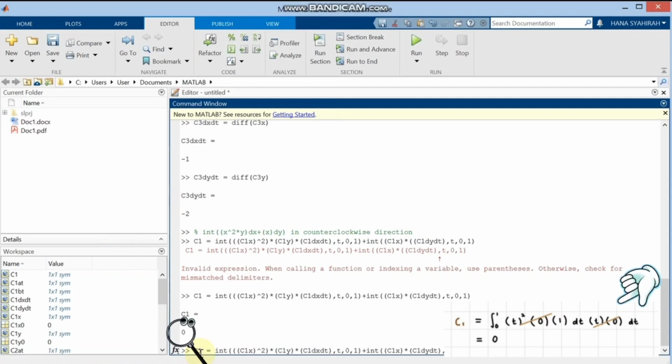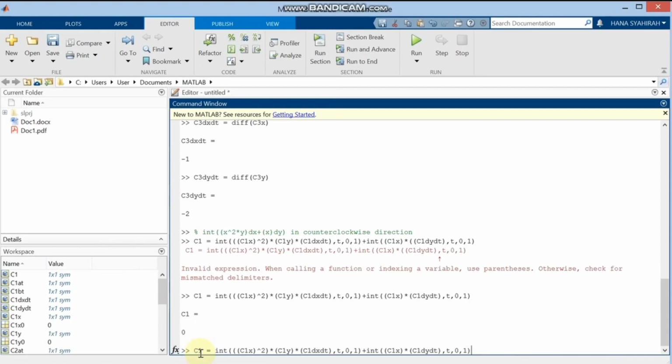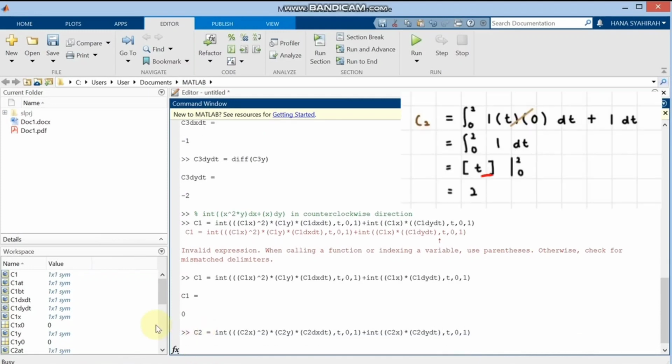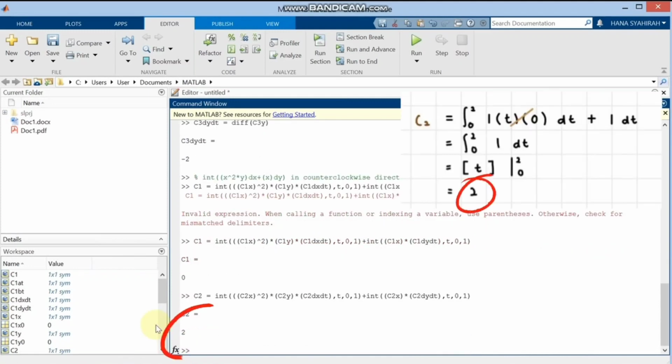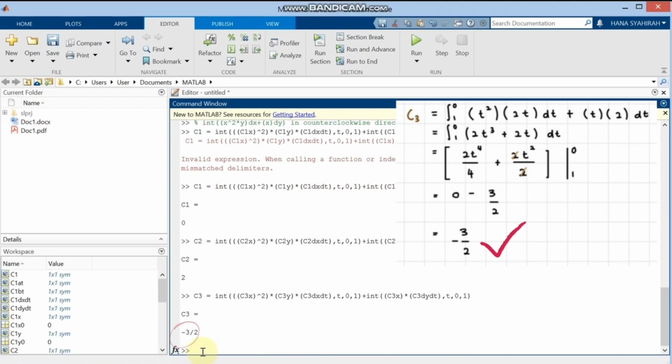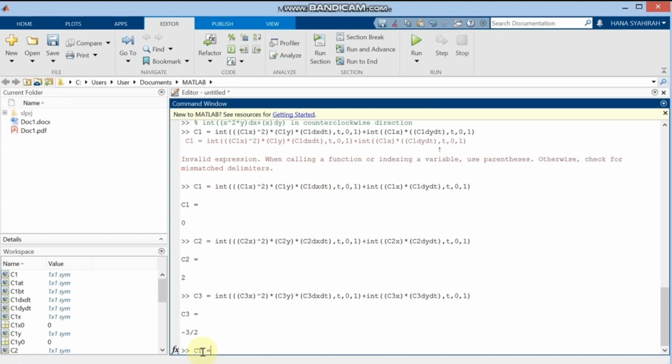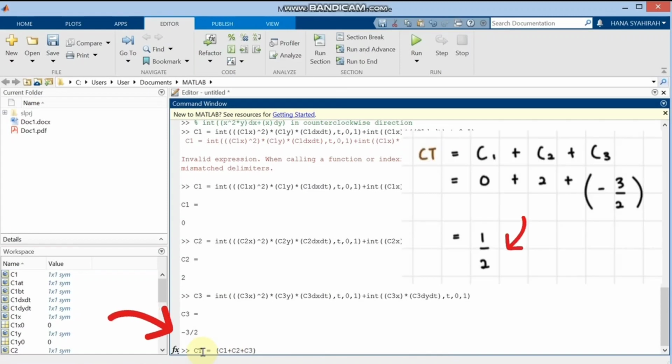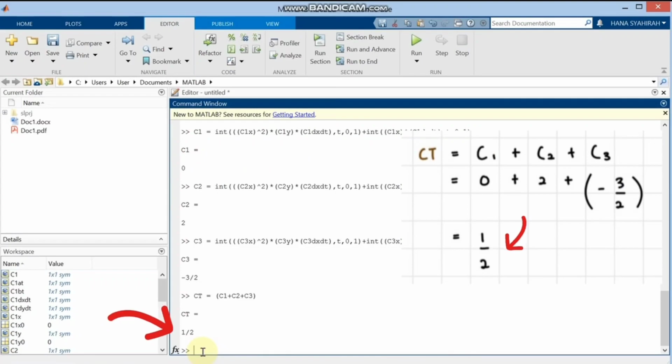We just need to integrate. So we continue this step for C2 and C3. The coding is the same; we just need to change from C1 to C2, and then we got the answer 2. The same goes for C3, and we got -3 over 2. And lastly, we need to find the CT, which is C1 plus C2 plus C3, and we got the answer 1 over 2.